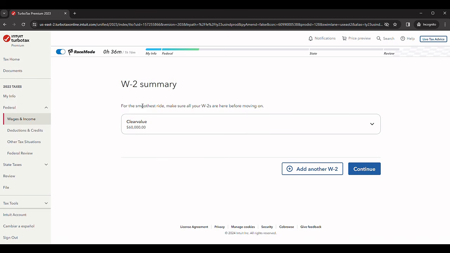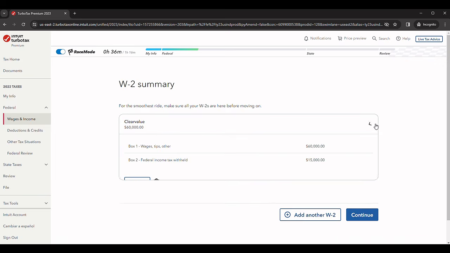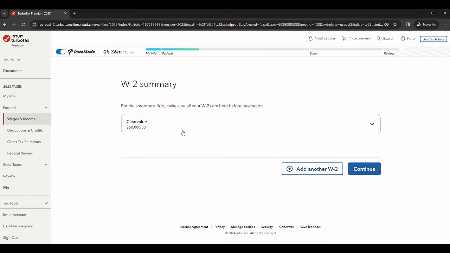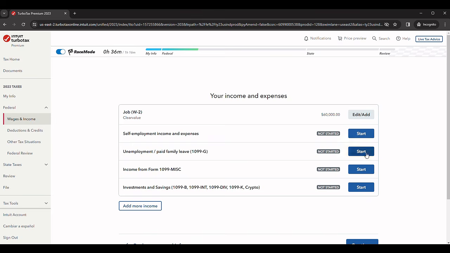For the smoothest ride, make sure all your W-2s are here before moving on, because you may have switched jobs, you may have worked multiple jobs, so make sure you see everything here. So we have just one job in our situation, so let's proceed. You can always add another W-2, go through the same process, but we're going to continue. Okay, so we're good. We're done with the W-2, the job that we worked. We're going to skip this. We're not going to claim any self-employment income or expenses.